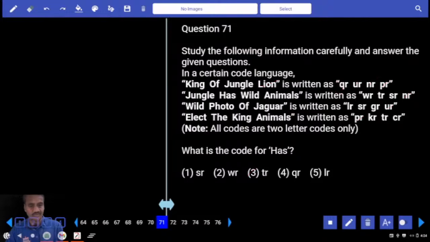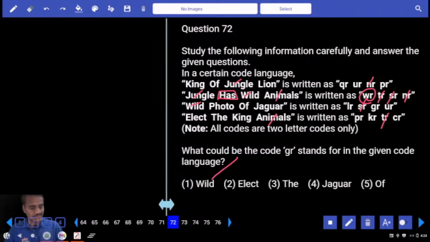And what is the code to the word has? Has is here, and it is not repeated anywhere else. Then look at the left over: jungle, wild, animals. Animals is common, jungle is common, and wild is common. Now 3 are common. What are the common codes here? NR is common. Then WR, TR, SR. TR is common. Then SR is common. What is left over? WR. Now has is WR, question number 71.